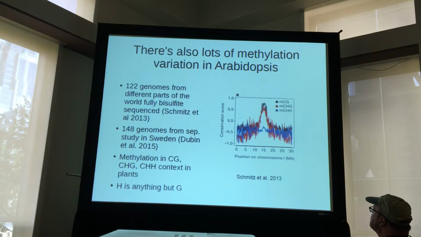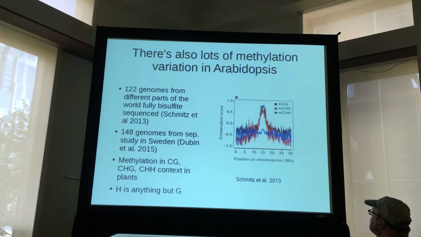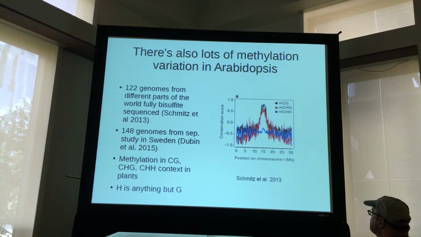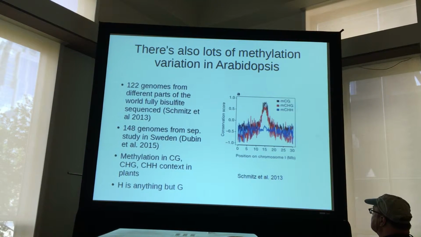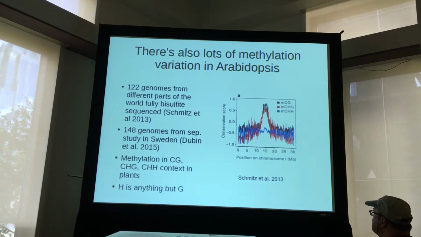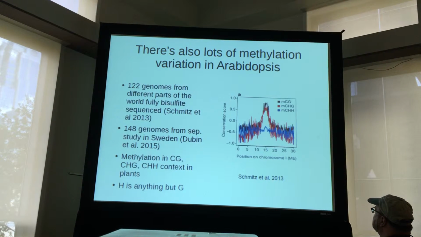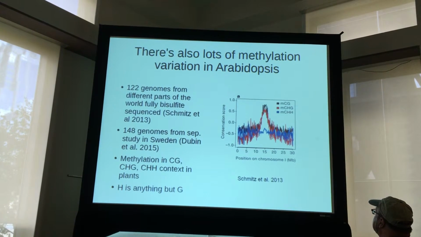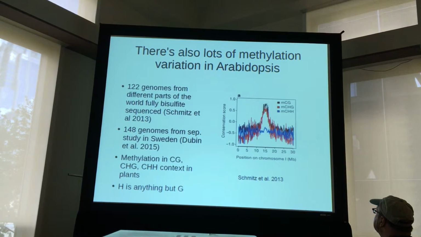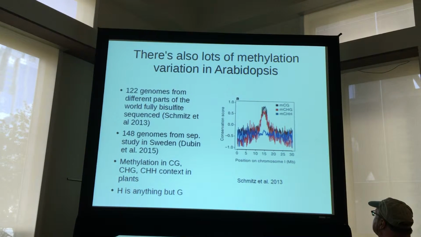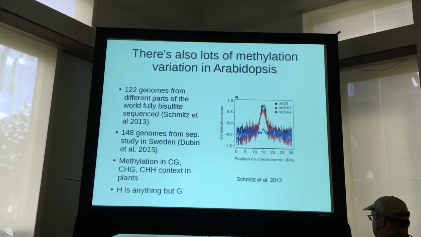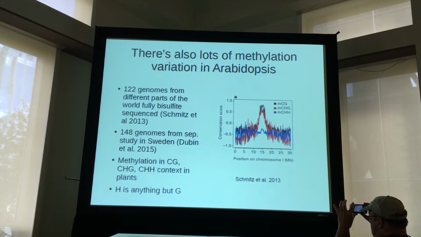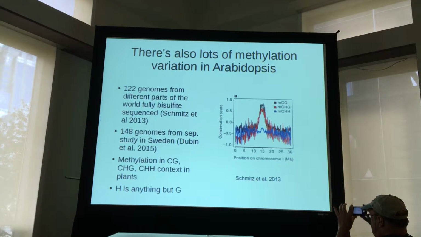Now we're actually getting to the methylation part. So I was using two different studies in this. One from Schmitz et al., who's now a new faculty member up at UGA, and then the second study is from Dubin et al., that's from Magnus Nordborg's lab. And so the whole genome is fully bisulfite sequenced. So basically for each individual base, you get estimates of how methylated or not methylated it is.